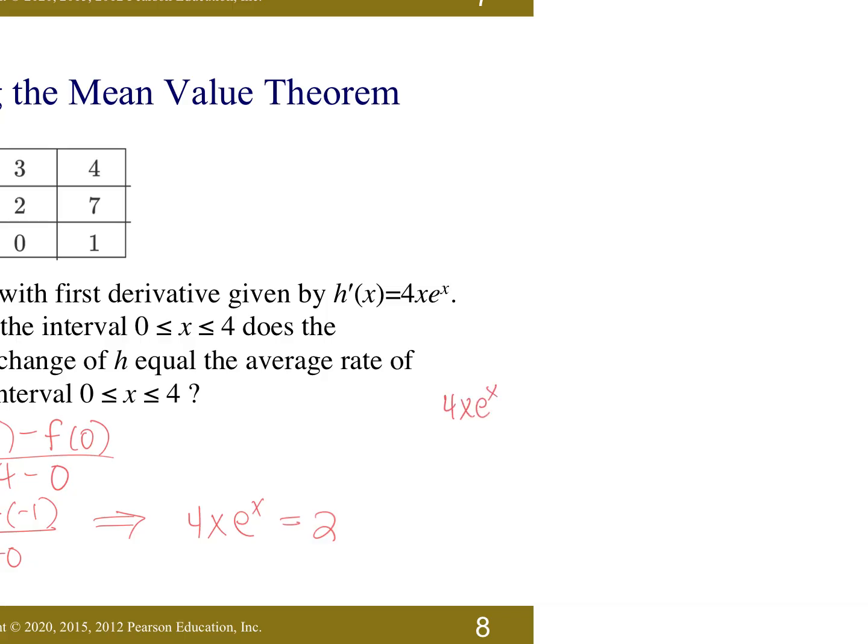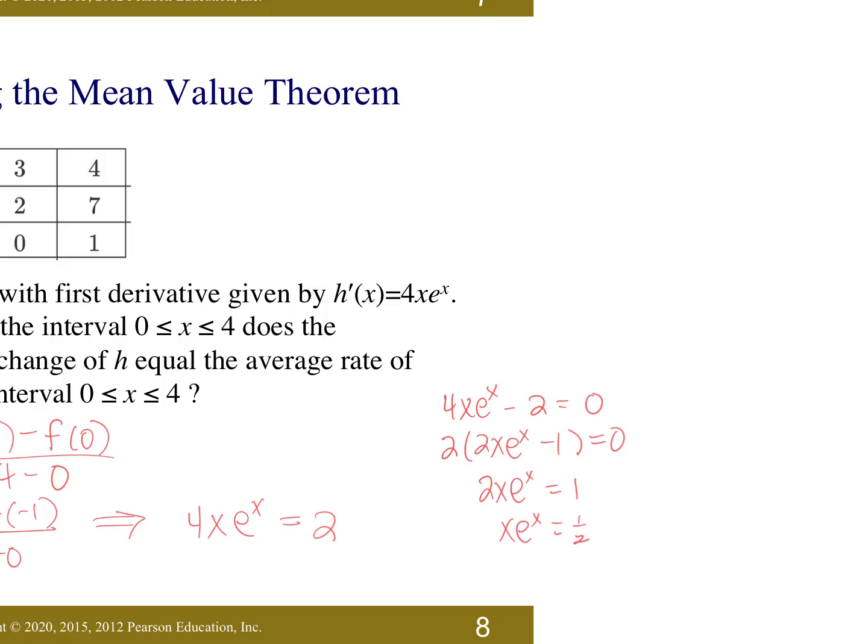No, I'm going to have to factor. All right, so what am I going to pull out here? Pull out a 2. That'll give me 2x e to the x minus 1 equals 0. So I have to try and solve that. I know algebraically is not going to be very easy. So 2x e to the x equals 1. So x e to the x equals 1/2.